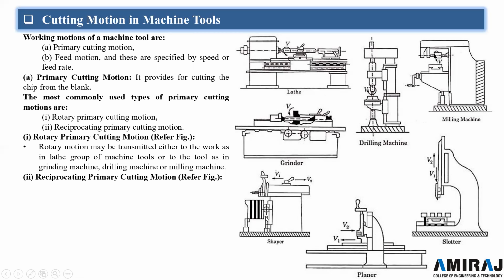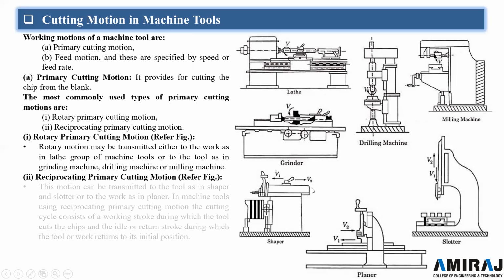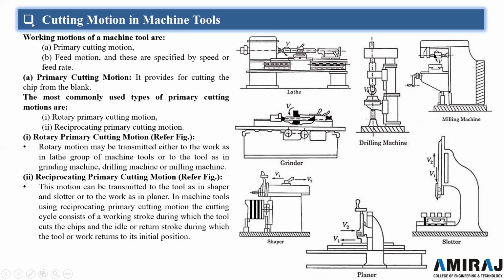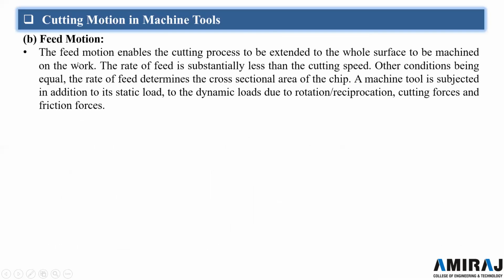And in the shaper machine, the platform will only have the feed motion, a perpendicular feed motion, while the cutting action will be done by this cutting tool. Here you can read what I said. Another is the feed motion. The feed motion enables the cutting process to be extended to the whole surface to be machined on the workpiece.